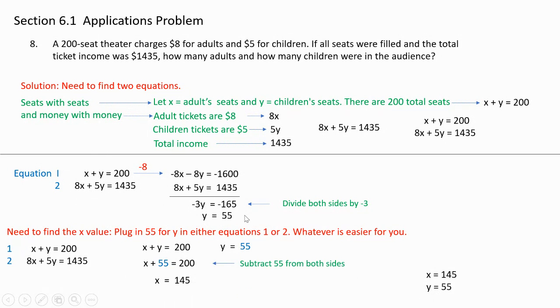But that wasn't the question. The question was how many adults and how many children were in the audience. So if we go back, we let x equal adults, so it's going to be 145 adults, and 55 children were in the theater. So this is my solution.